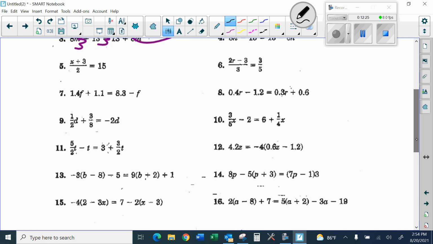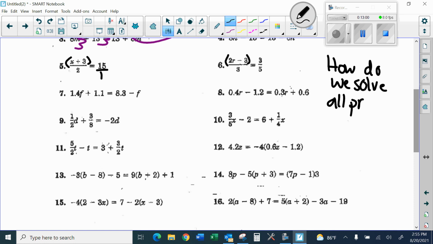Okay, in 5 and 6, you could do it one of two ways. You could just cross multiply. Remember, we have a proportion. If you're going to do that, don't forget, anytime you have more than one term in a numerator or denominator, you need to put parentheses around it. Each of those have 2 terms, so I need parentheses around to make sure I distribute it through, just so you know that. So how do we solve all proportions? You can always have one answer with that. How do we solve all proportions?